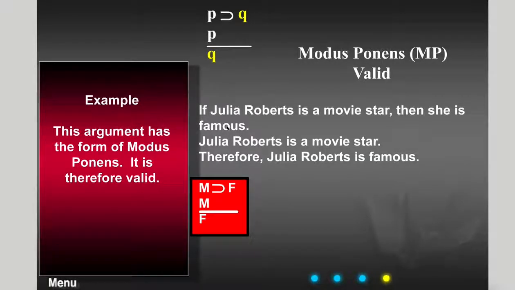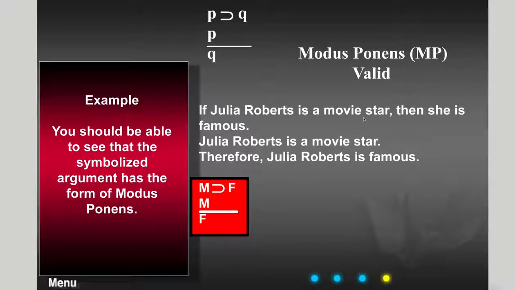Okay? And we could just think of it this way. If Julia Roberts is a movie star, then she is famous. Julia Roberts is, in fact, a movie star. Therefore, Julia Roberts is famous. And again, like a triangle, square, or circle, whatever color pen or pencil you use to draw it, it's still a square or a circle. Well, still, it has the same format, even if the letters are changed up because you're using movies, M for movie star, F for famous. Movie star, famous, right?